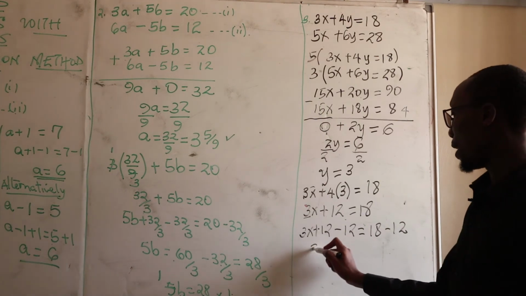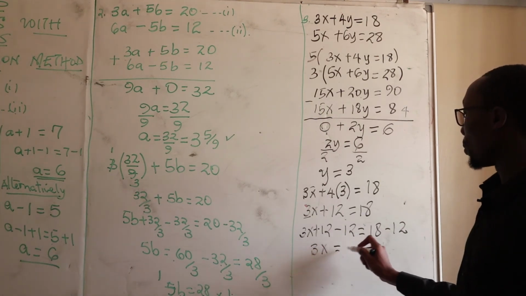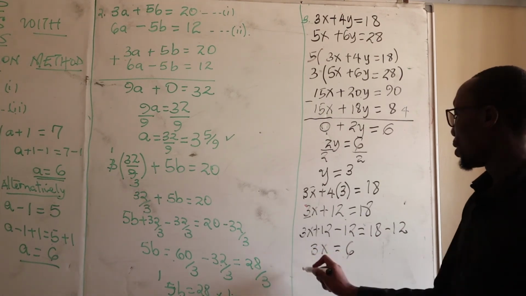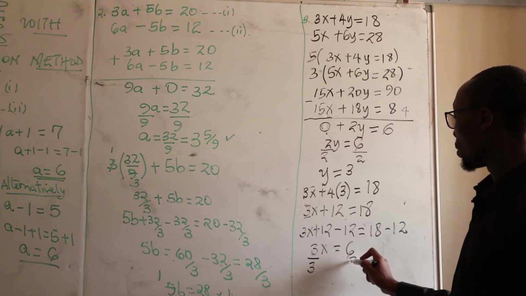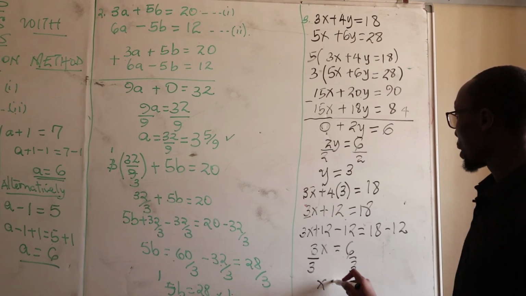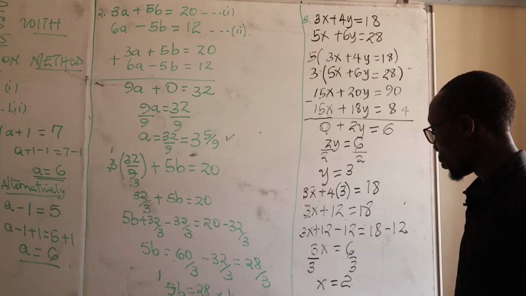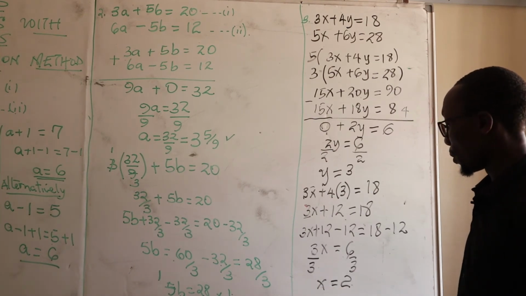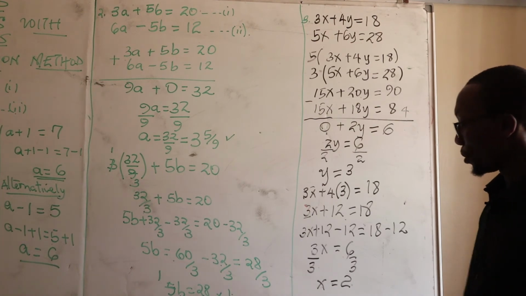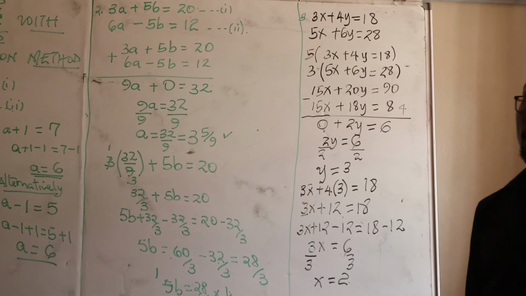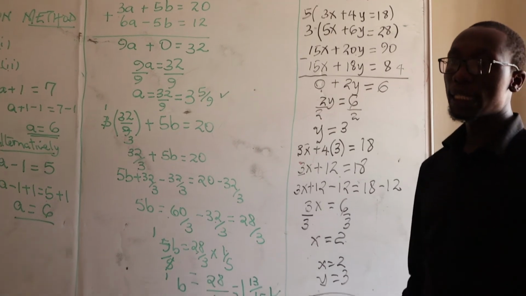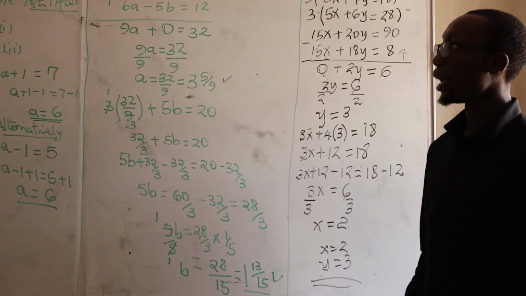So in that case, we shall have 3x is equals to 6. So you divide by 3, and you also divide by 3, so that your x is equals to 2. So your x is equals to 2, and your y is equals to 3. That way, you've gotten the result desired, the value of x and the value of y.